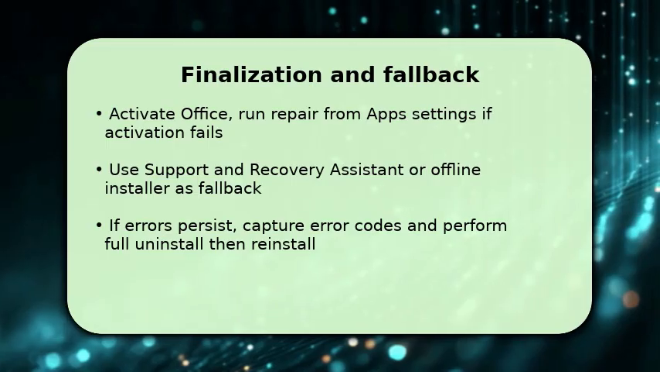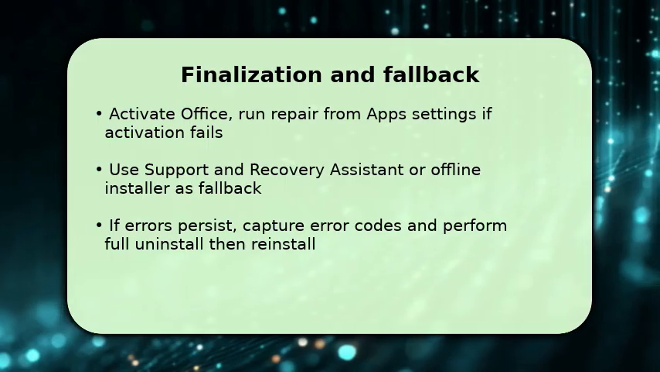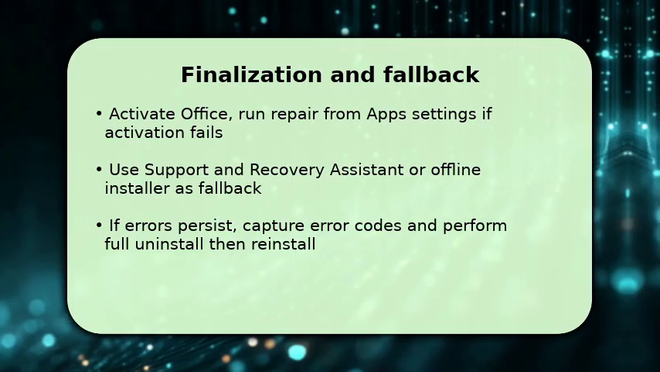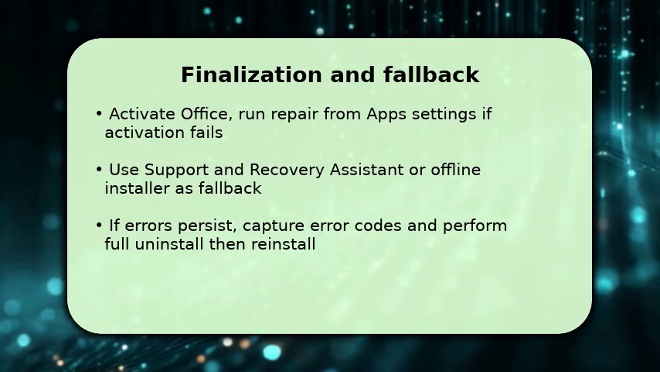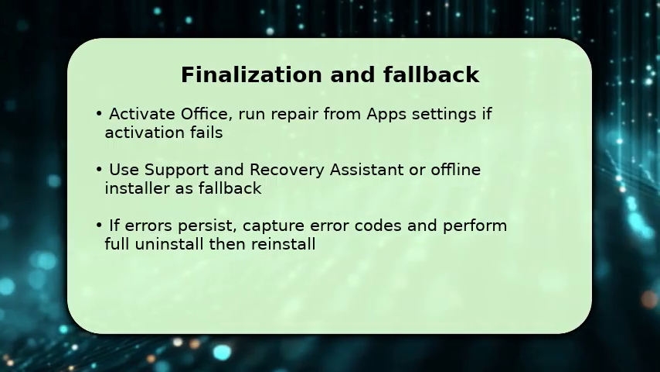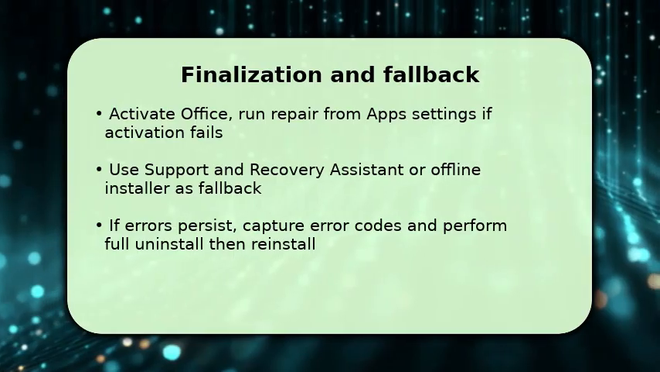To finish, complete activation and open any Office app to trigger first-run configuration, then check for updates. If activation or launch fails, run the built-in repair from App Settings, which fixes registry and file associations. If that doesn't work, use Microsoft Support and Recovery Assistant or an offline installer to bypass online faults.